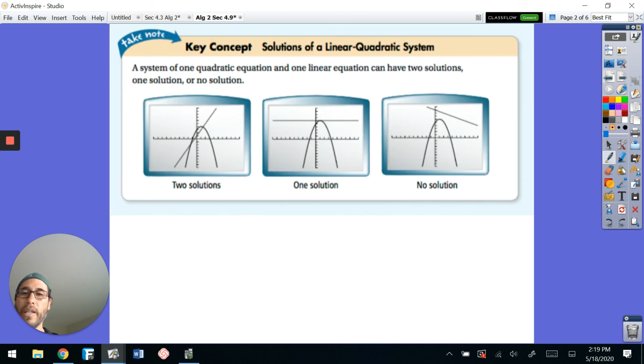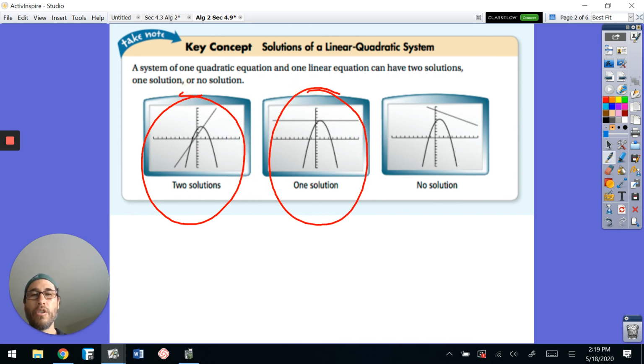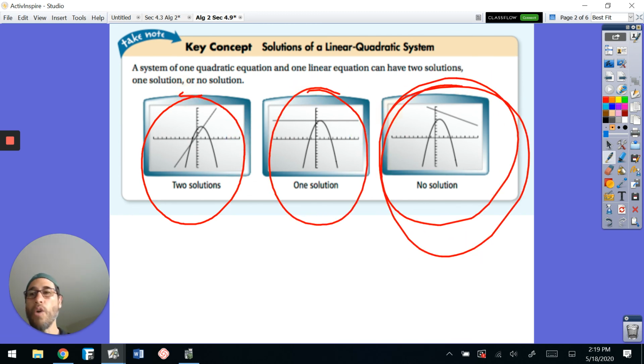but we'll do more in class. Remember, if it crosses 2 times, we say it's 2 solutions. 1 time is just 1 solution. And if they don't cross at all, we say it's no solutions.